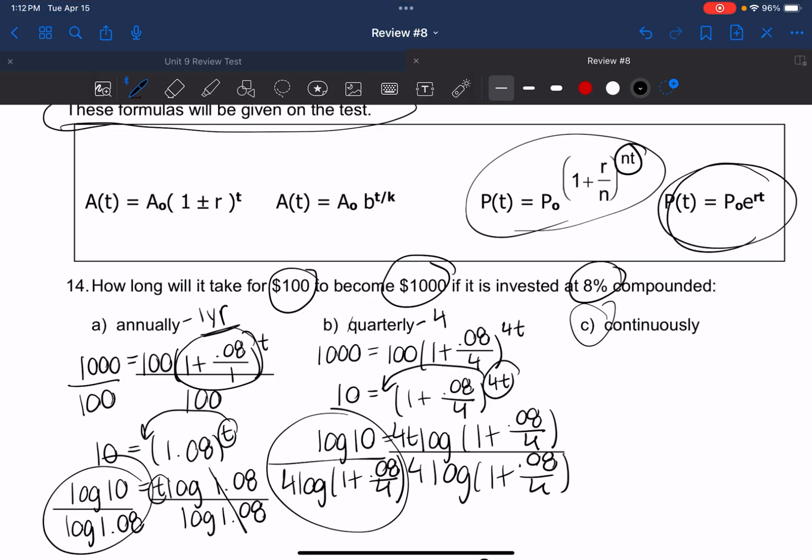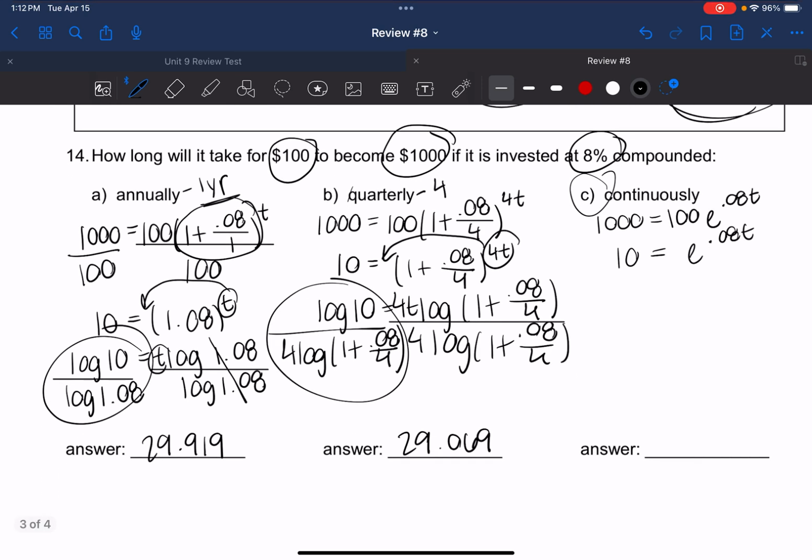All right, then finally for compounded continuously, remember that's its own separate formula. So that's this one over here, which would be your final amount of 1,000 equals your initial amount of 100 times e raised to that rate of 0.08 times t. So again, I'm going to divide by 100, which would give me 10 equals e to the 0.08t. Again, can't get a common base, so I take the log of both sides. Because it's an e, I'm going to take the natural log of both sides.